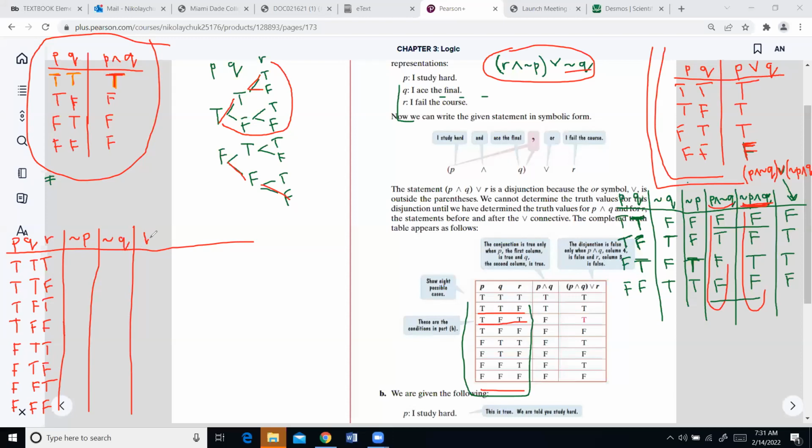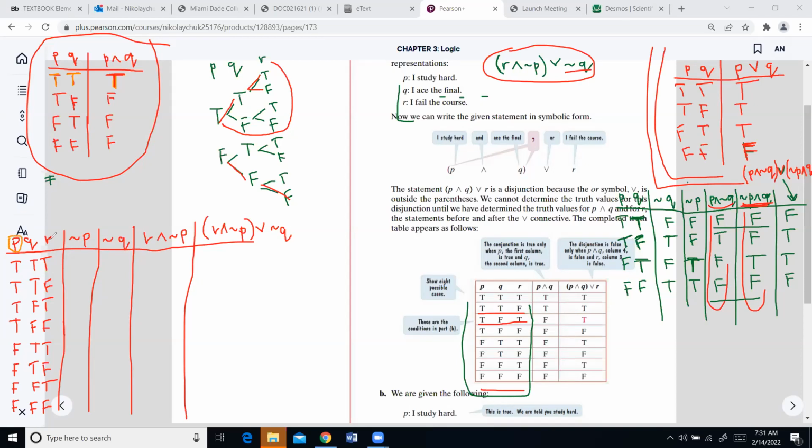R and not P. And finally, whatever they want us to have, this parentheses with R and not P, and then we put or not Q. So these will be little steps that I need to go through. And now I'm gonna just go through those, just the way we used to do before.